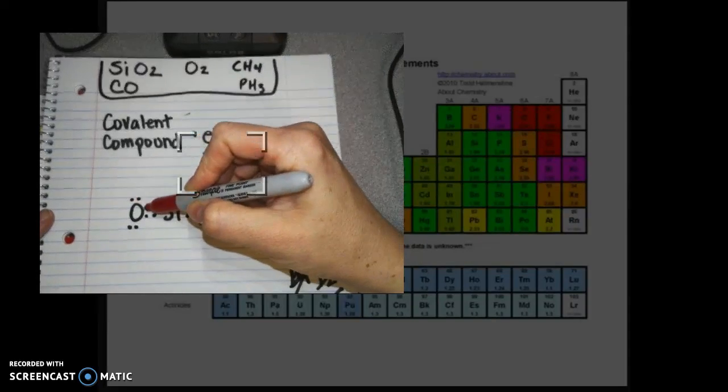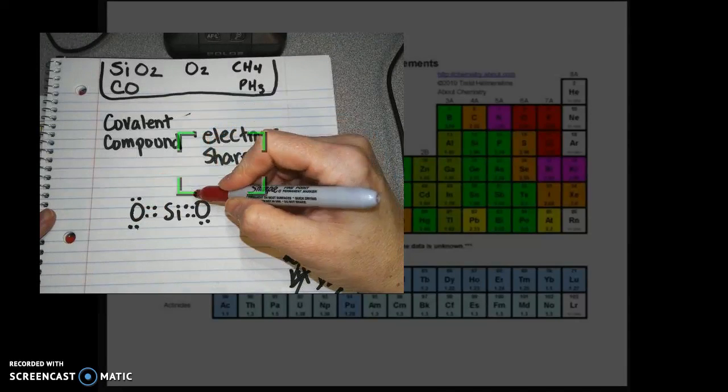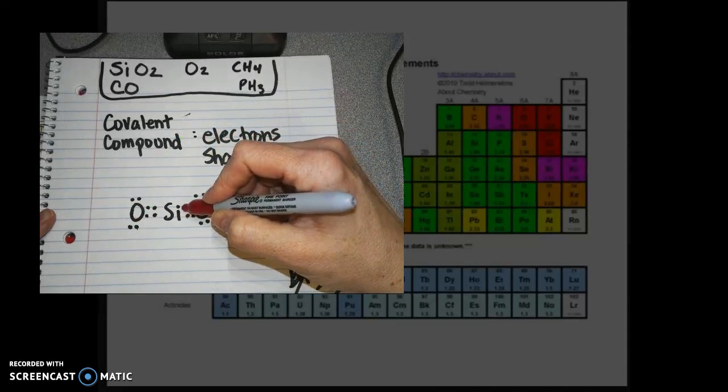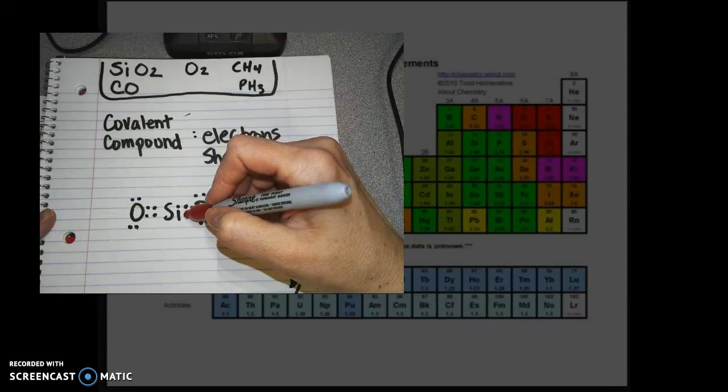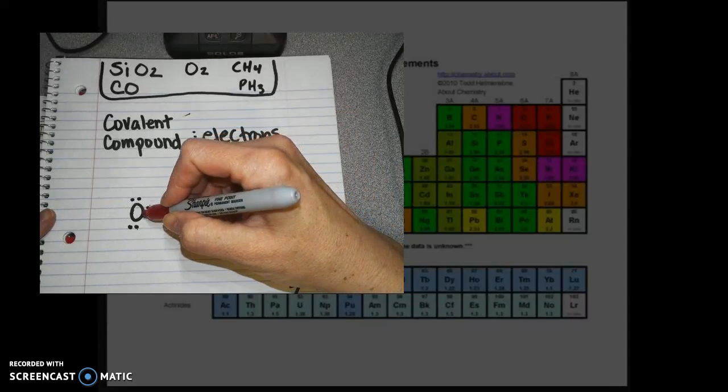See, there's 1, 2, 3, 4, 5, 6, 7, 8. 1, 2, 3, 4, 5, 6, 7, 8. And then silicon has 1, 2, 3, 4, 5, 6, 7, 8.